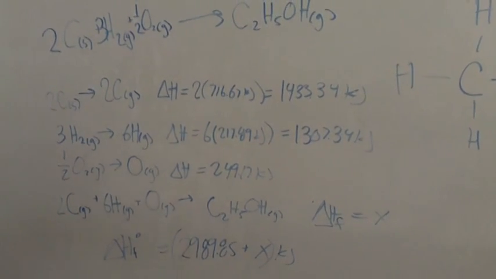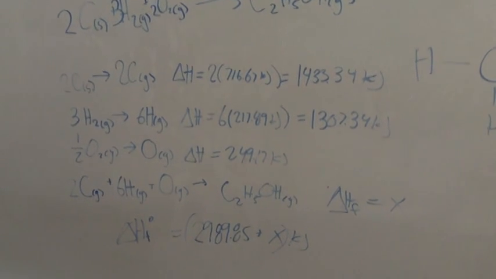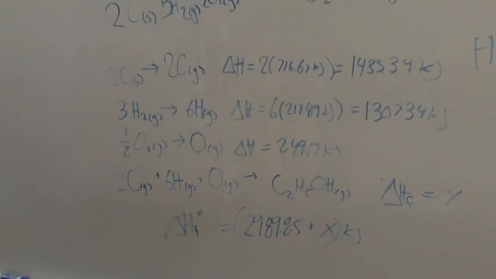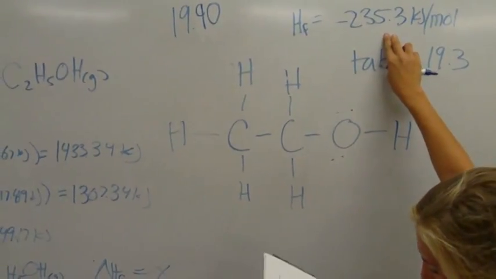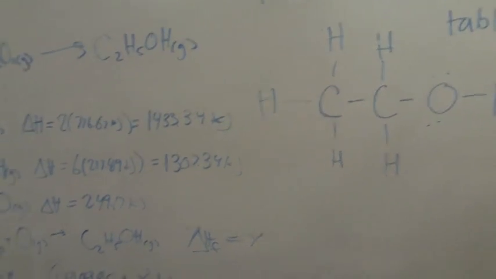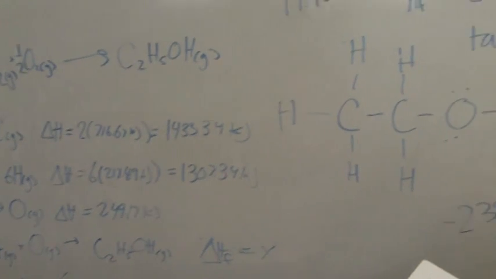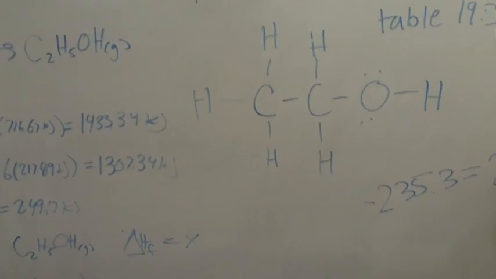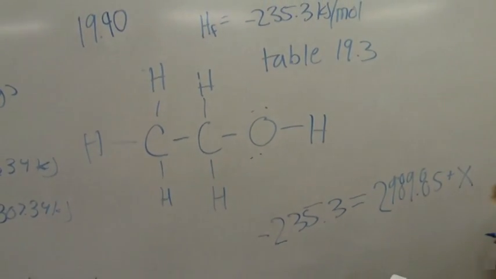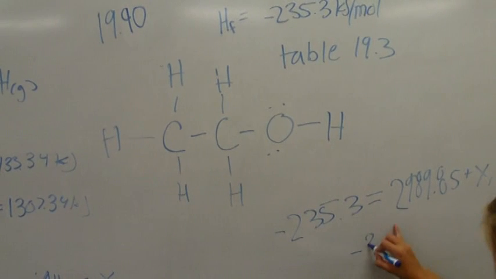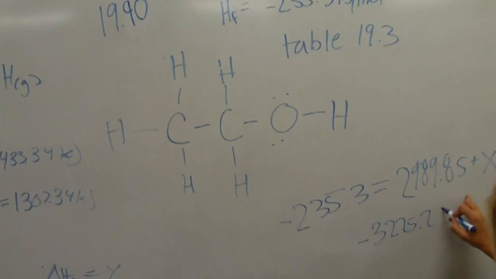So the great thing is that we know that the heat of formation for the actual molecule is given to us here, and so we can plug that in over here for it. So negative 235.3 equal to 2,989.85 plus x. And solving for x, we get negative 3,225.2 kilojoules.